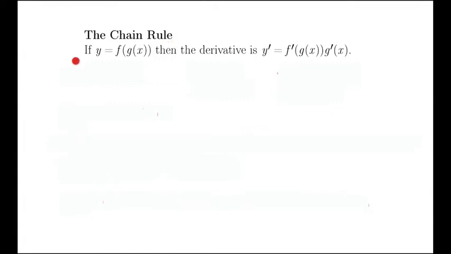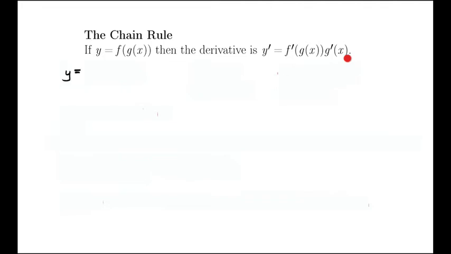The chain rule. The chain rule is a powerful rule for differentiating functions that are compositions. And there's lots of functions that turn out to be compositions. What it says is that if y is equal to f of g of x, that is, if y is a composition, then you get the derivative y prime by taking the derivative of the outside function f prime, substituting in g of x, and then multiplying that whole result by g prime of x.